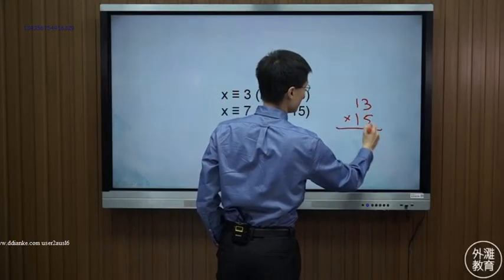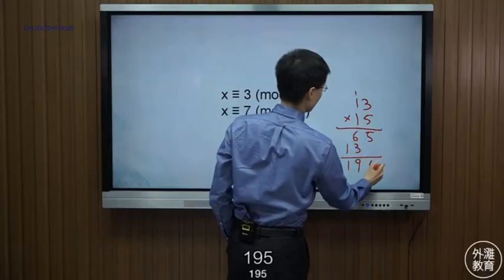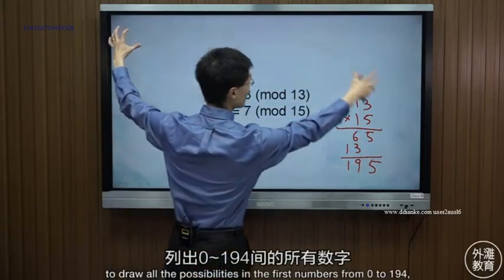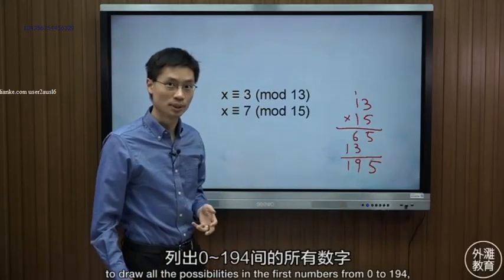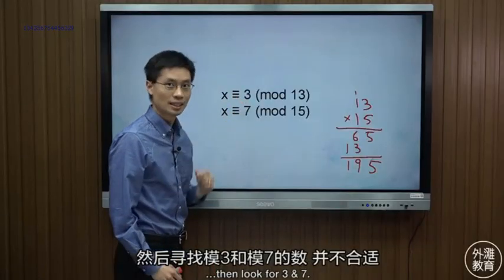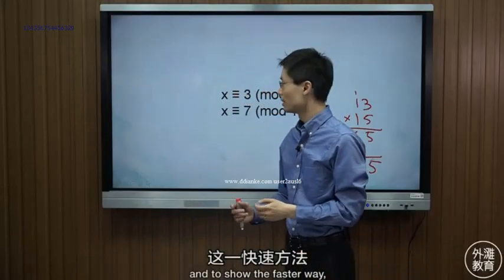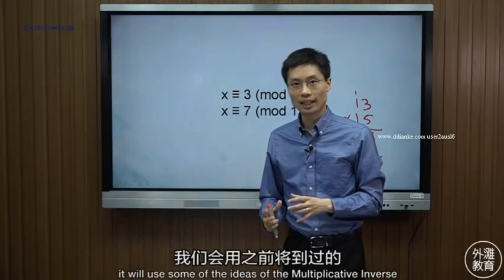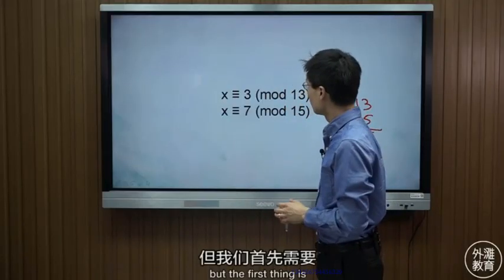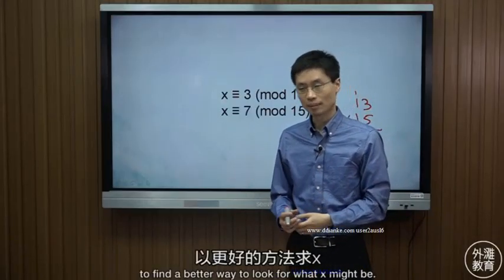5 times 3 is 15, 6 plus 1 plus 3, 195. So it would not be a good idea to draw all the possibilities in the first numbers from 0 to 194, and then to look for 3, 7. There is a faster way. And to show the faster way, I will use some of the ideas of the multiplicative inverse, which we talked about earlier. But the first thing is to find a better way to look for what x might be.